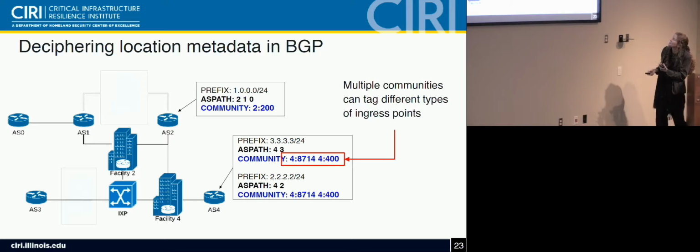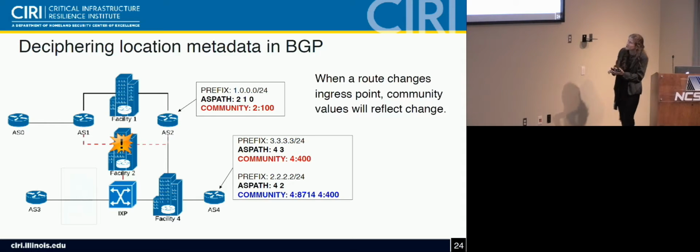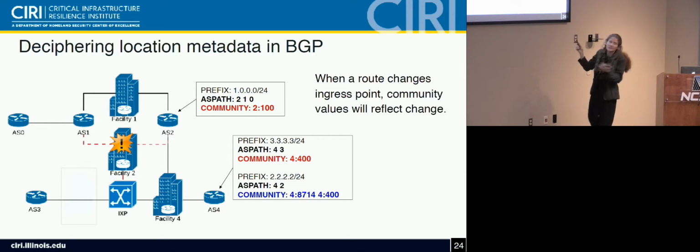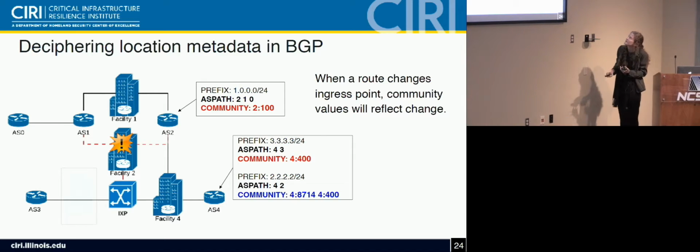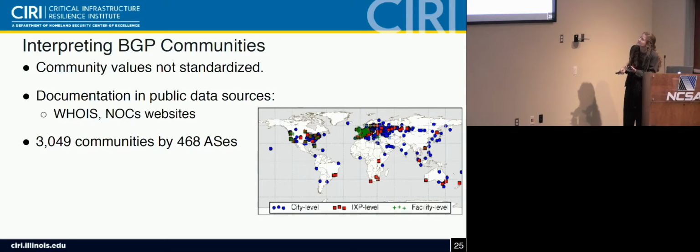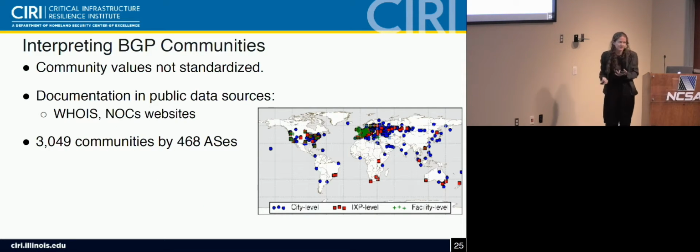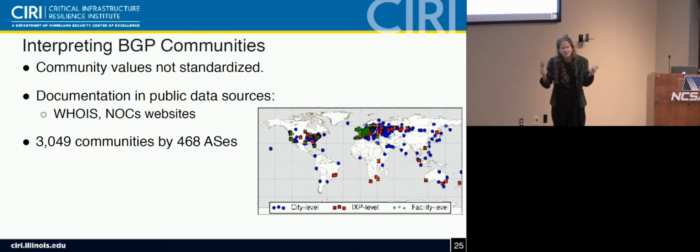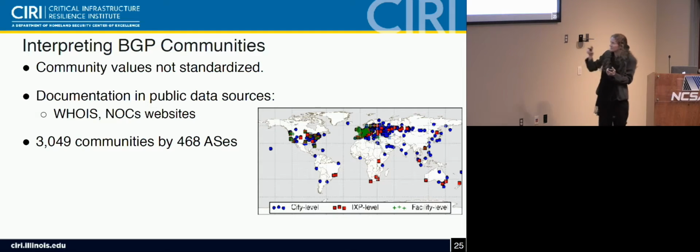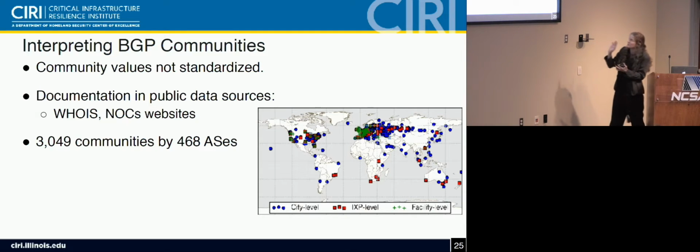And indeed, ISPs do. When the route changes, your community will change. That all can be automated and configured inside your BGP system. The problem is, these values are not standardized. Different ISPs use different things. There's a few that are standardized-ish, but mostly not. And definitely in the case of how we're trying to use them, they're not standardized.